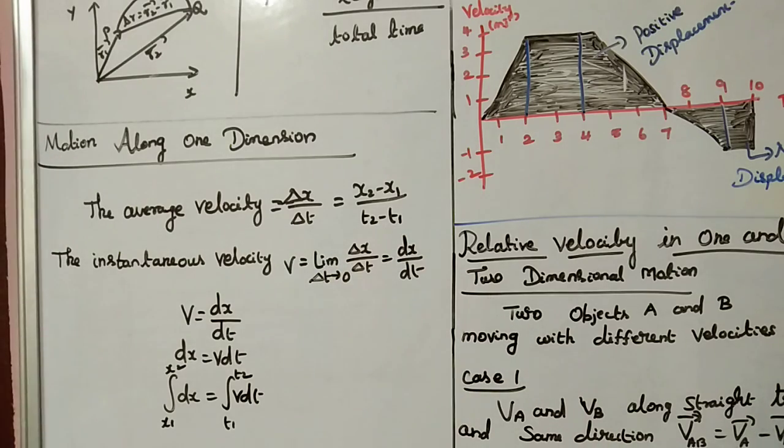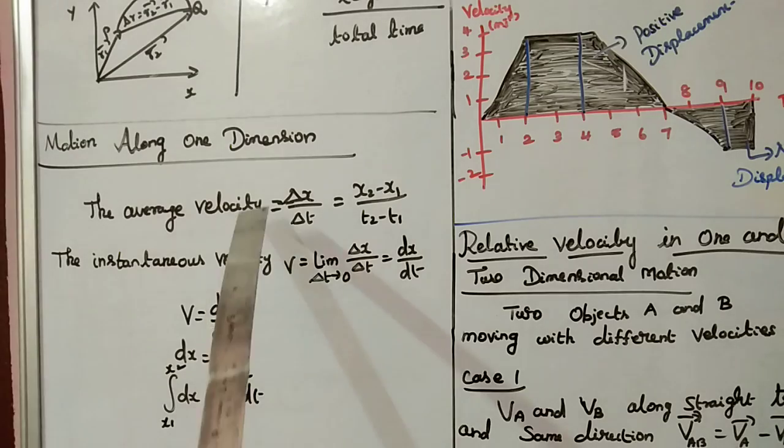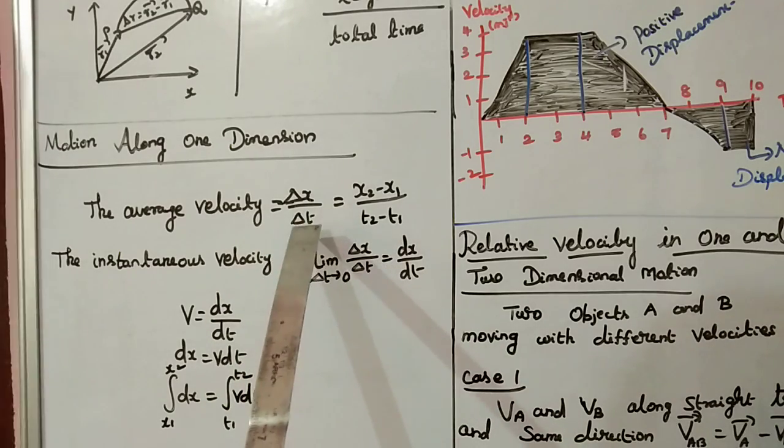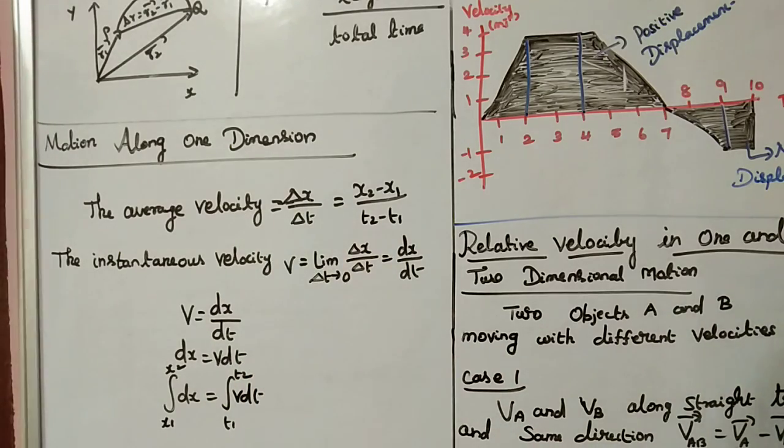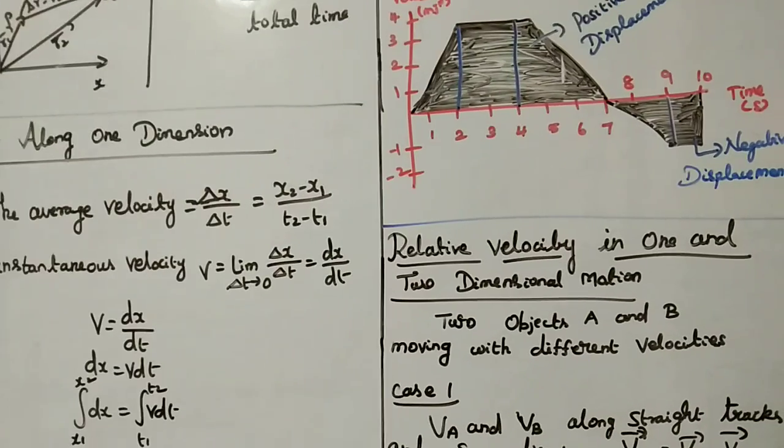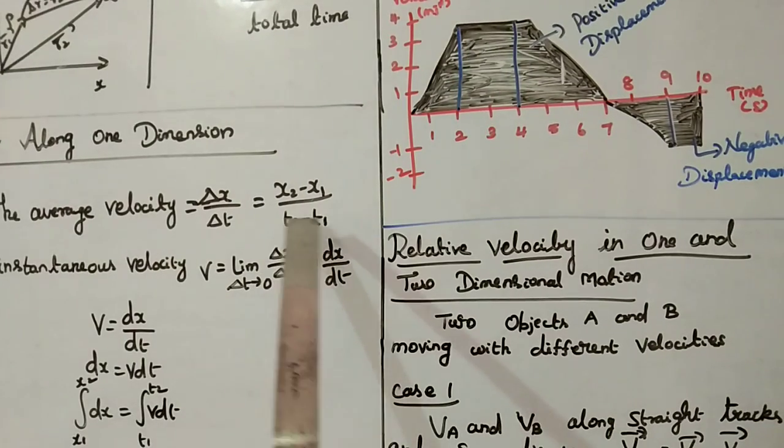If the particle is moving in one dimension, the average velocity is given by delta x by delta t, where delta x equals x2 minus x1 and delta t equals t2 minus t1.